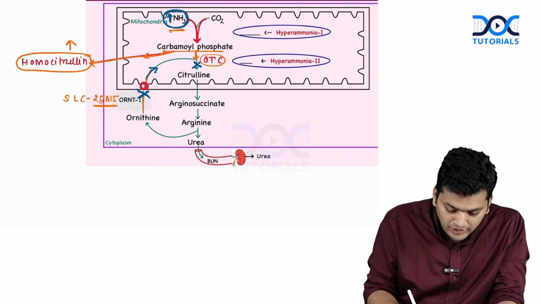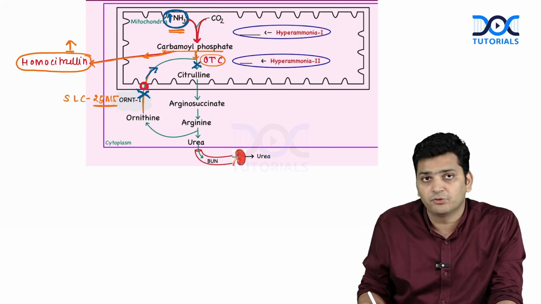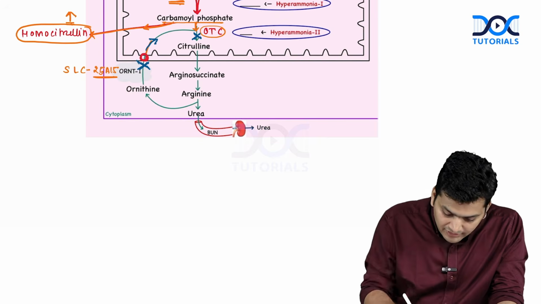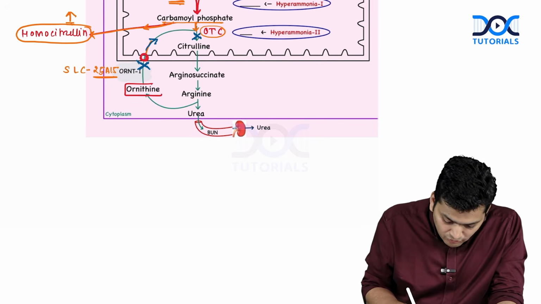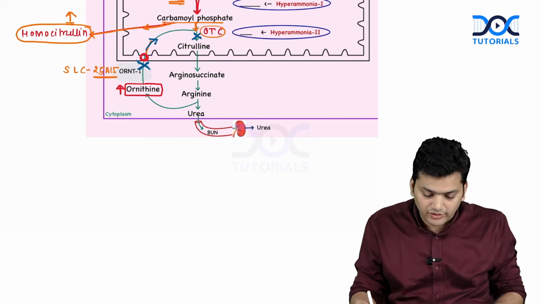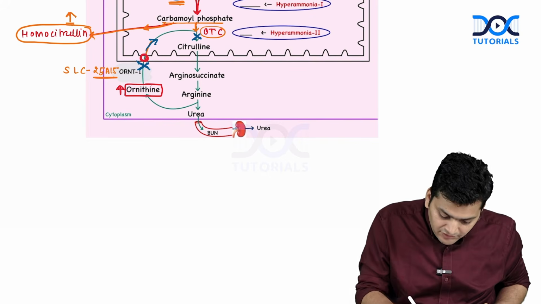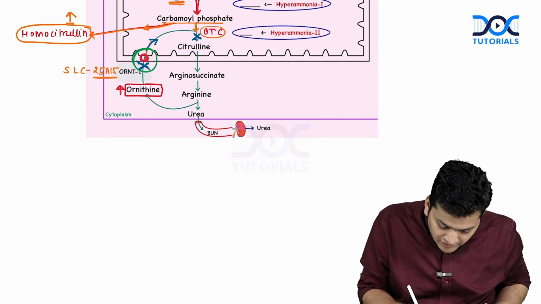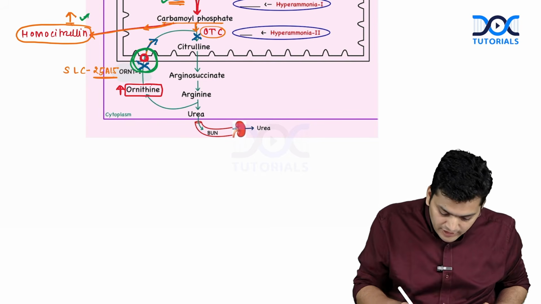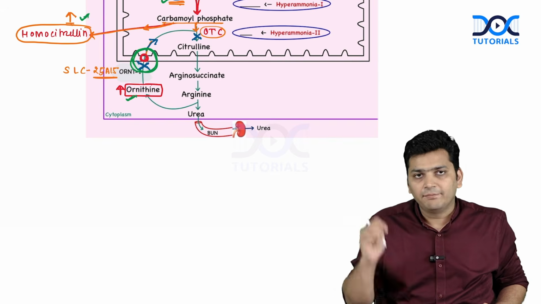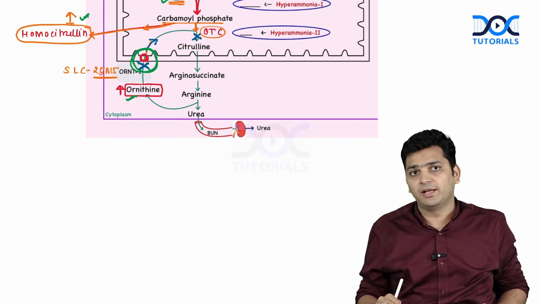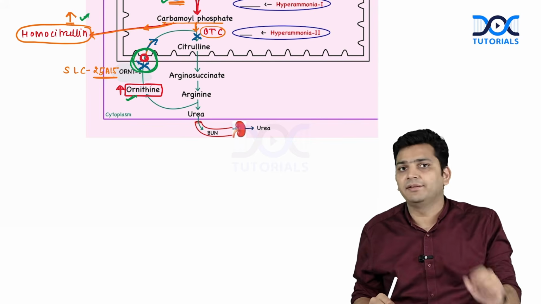There is increase in the ammonia, there is increase in the citrulline, homocitrulline. Plus, because the ornithine did not go inside, meaning the ornithine has not been consumed, the ornithine is also going to increase. So if the ornithine transporter is not working, look here, if this transporter is not working, there are three things which are going to increase: the ammonia, the homocitrulline, and the ornithine. Hyperammonemia, hyperornithinemia, and hyperhomocitrullinemia. This is called the triple H syndrome.